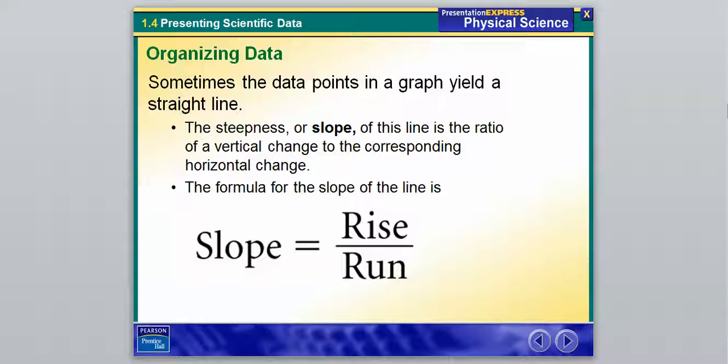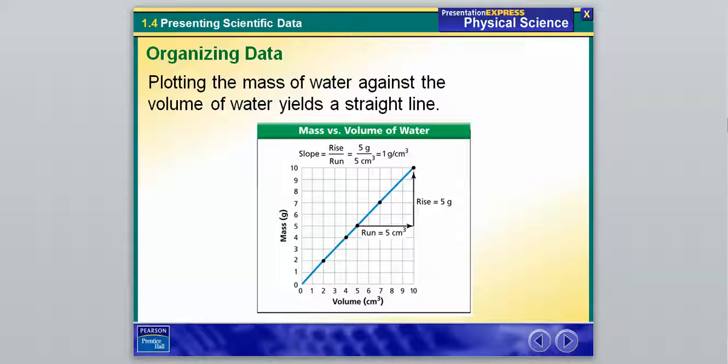The steepness or slope of this line is the ratio of a vertical change to a corresponding horizontal change, or hopefully you've maybe seen this formula down here, rise over run. To figure out our slope, when we have a line that looks like this, we just find a data point and we count. Over here we have our run, we go 1, 2, 3, 4, 5, and then we find our second data point up there, and we go up 1, 2, 3, 4, 5. So we take 5 over 5, and we use our measurements here with mass and volume, and so our slope is just 1 gram per cubic centimeter.